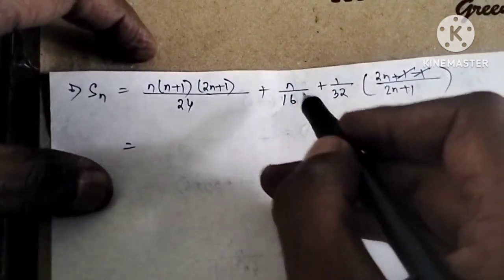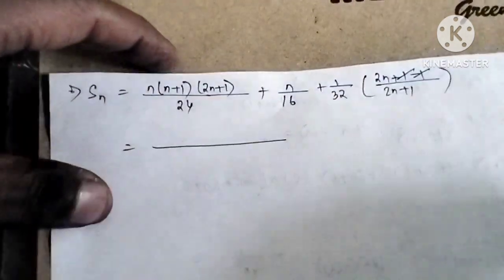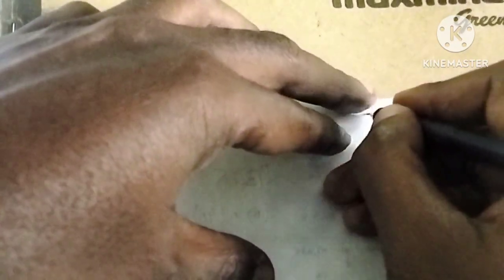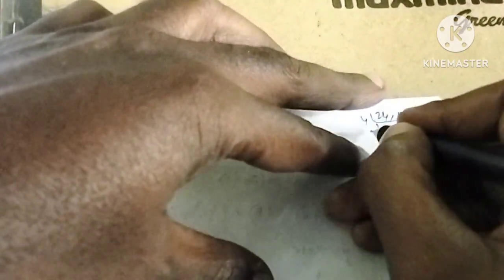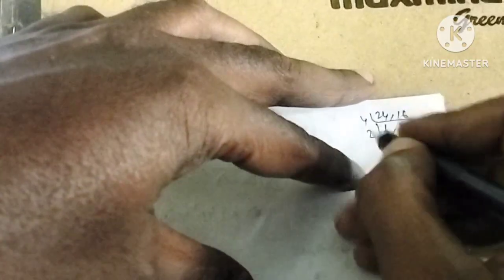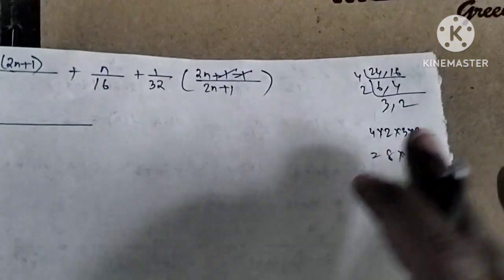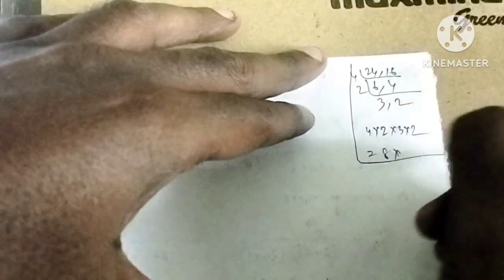Okay, considering these two, taking the first term and second term, 24 and 16, what will be the LCM? 24 and 16. 4 6s are 24, 4 4s are 16. 2 3s are 6, 2 2s are 4. So it will be 4 into 2 into 3 into 2. 8 into... sorry, it is wrongly done.